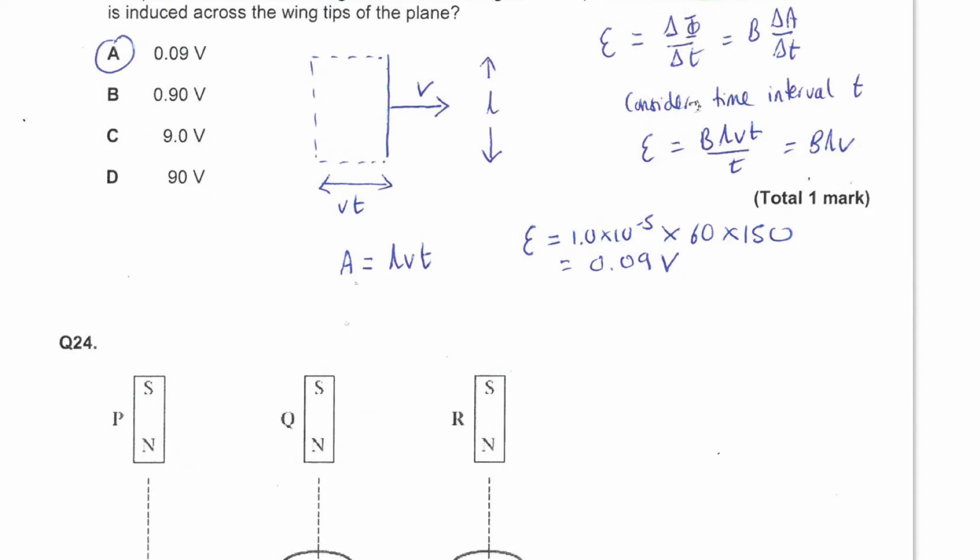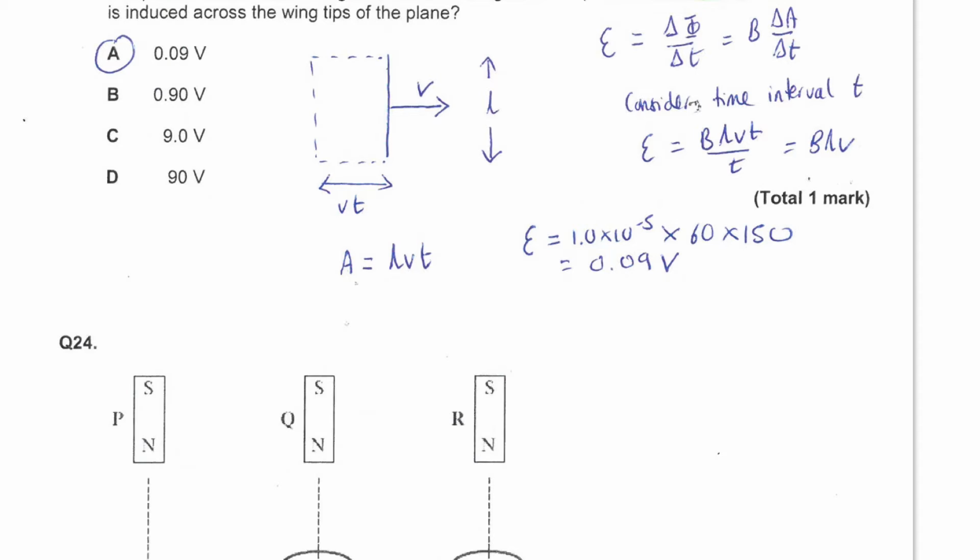Question 23. You're told that an aircraft of wingspan 60 metres flies horizontally at a speed of 150 metres per second. The vertical component of the Earth's magnetic field in the region of the plane is 1 × 10⁻⁵ Tesla. You're asked what EMF is induced across the wingtips of the plane.